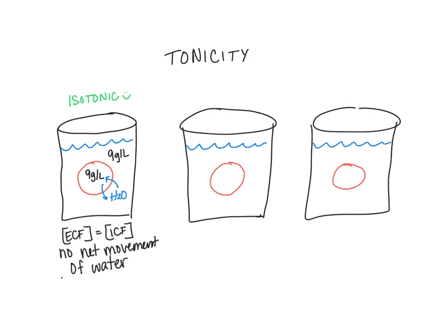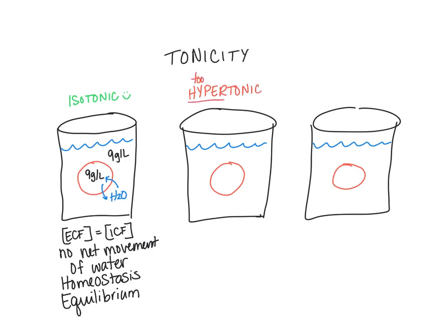So this is our homeostasis, which means that the cell is at equilibrium. Our next possible condition that we talked about was hypertonic. Remember that hypertonic, hyper means too much. So in this case, the extracellular fluid has too much solute in it.